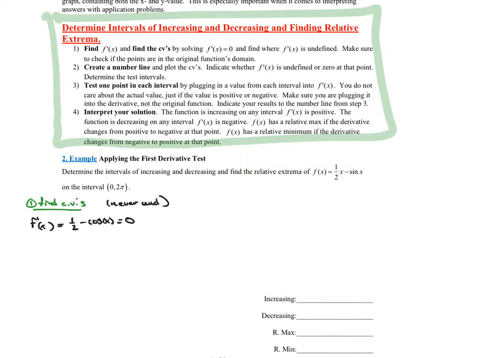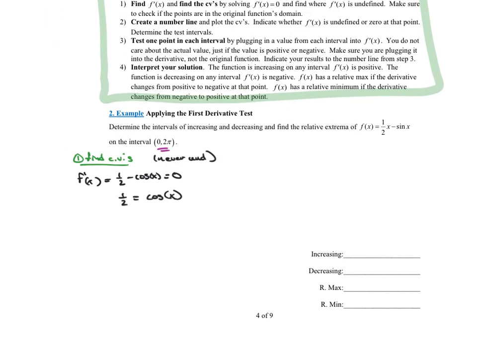So let's add cosine of x to both sides. I'd have 1/2 equals cosine of x. So the question is, where does cosine of x equal 1/2? Well, we do want to note all we care about here is the interval from 0 to 2 pi. So remember, cosine of x is the x value on the unit circle. 1/2 means the x value is smaller, so we're closer to the y-axis here in both the first and the fourth quadrants.